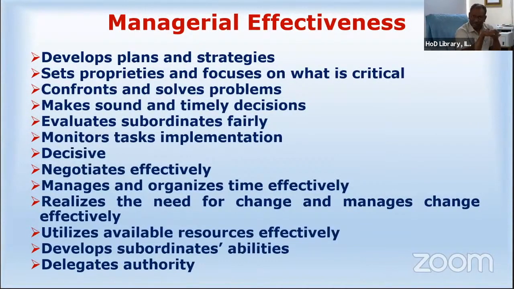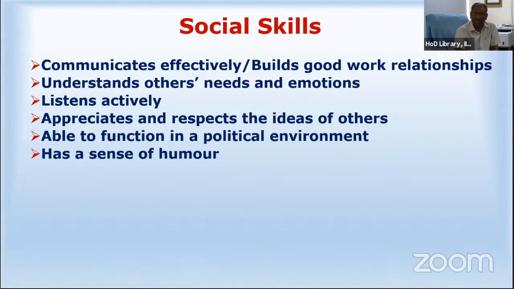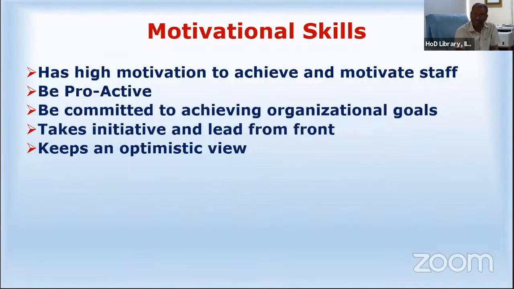As a library leader, or as a leader in academics, we should also have some managerial skills, like developing plans and strategies, setting priorities, and focusing on what is critical. So there is a long list of managerial effectiveness. Then we also talked about the cognitive skills a leader should have, as you can see on the screen. We also discussed the social skills one should have as far as leadership is concerned. Then we should also have some motivational skills that we discussed just now: one should be able to motivate his staff, and one should also be motivated.